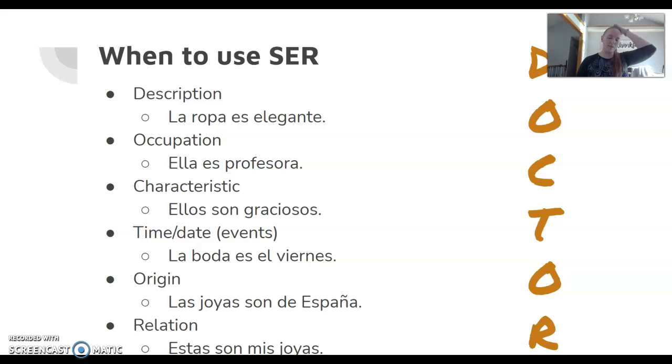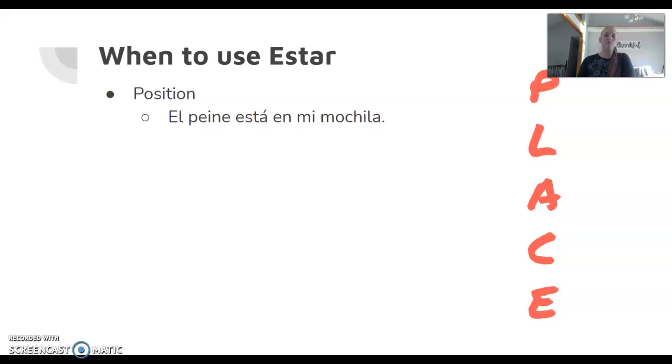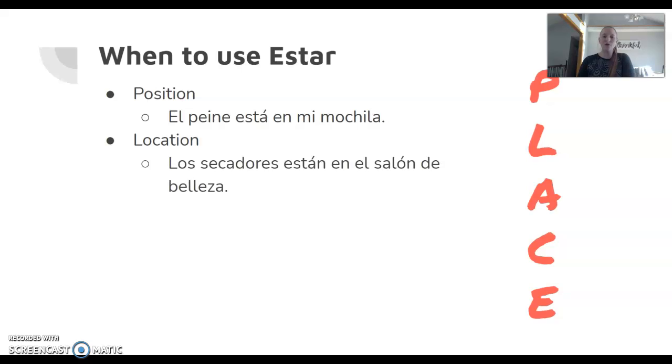So DOCTOR with ser. We use the acronym PLACE with estar, so that is position, location, action in progress, condition, and emotion. So, for example, position, el peine está en mi mochila, the comb is in my backpack. Location, los secadores están en el salón de belleza. The hair dryers are at the beauty salon. And again, you might make a note that it's location unless it's an event location.